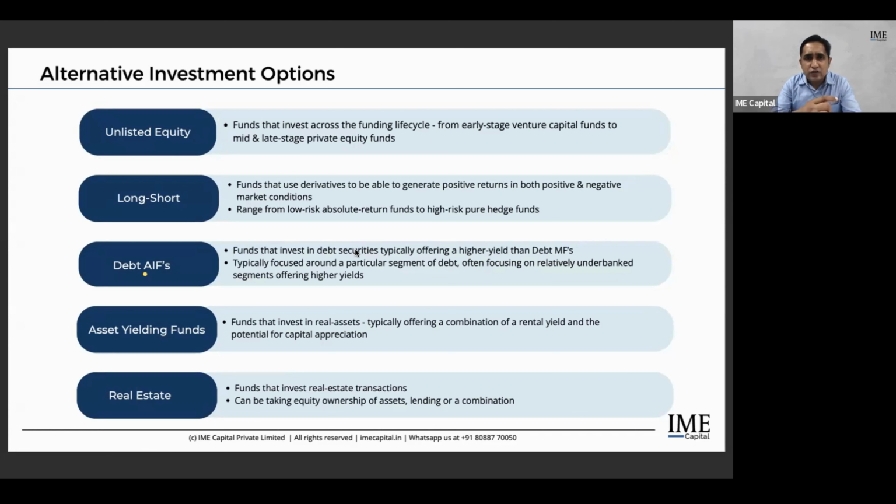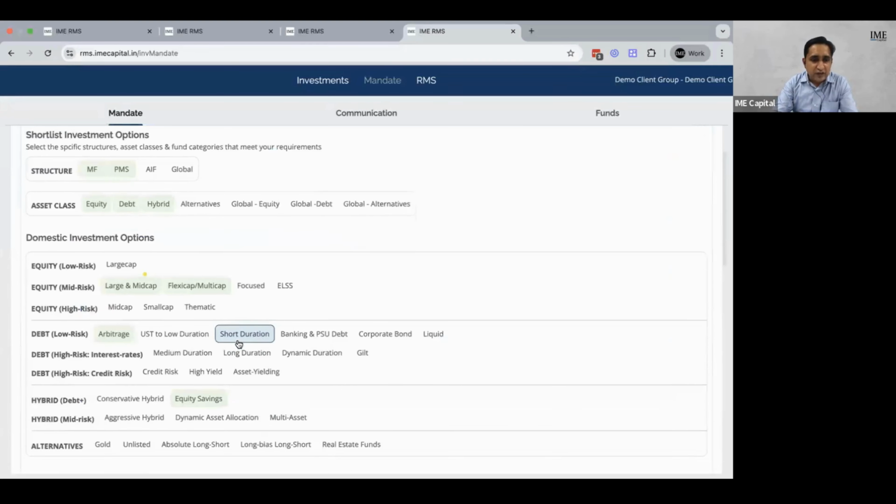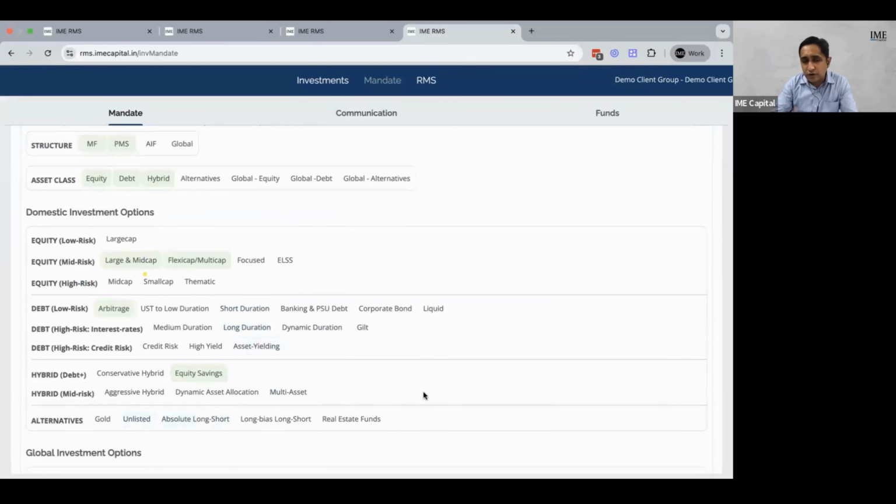But for investors who have larger corpuses and who do understand investments a lot more, some of these could be quite relevant. Right now, again, the app really helps you sit and choose which of these alternatives you really want to focus on. For this particular investor, we'll actually not choose any of these alternatives.